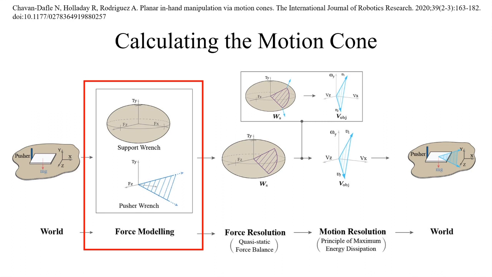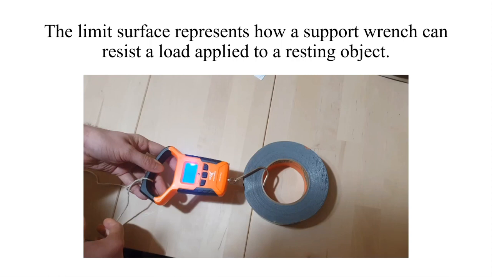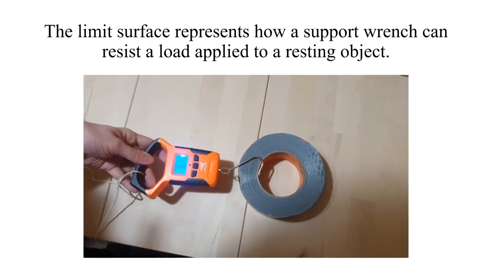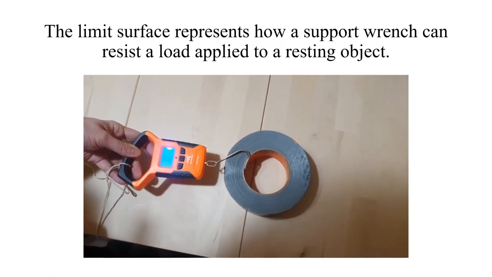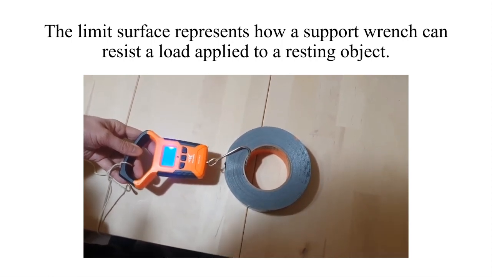the ground. The pusher wrench can be found by transforming the set of feasible pushes to the block's own coordinate frame. The set of possible support wrenches can then be represented by an ellipsoidal approximation of a limit surface. The limit surface can be visualized as the capability of the ground to resist loads applied to the object. This is itself a product of friction between the ground and the object.